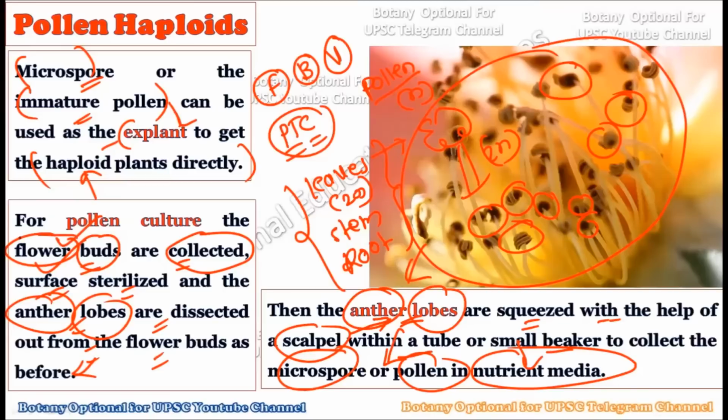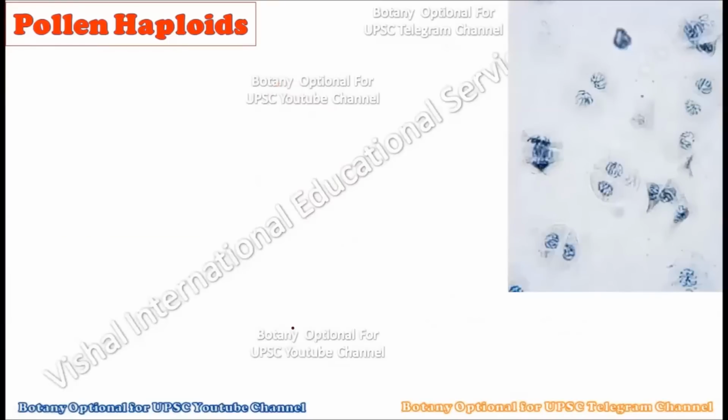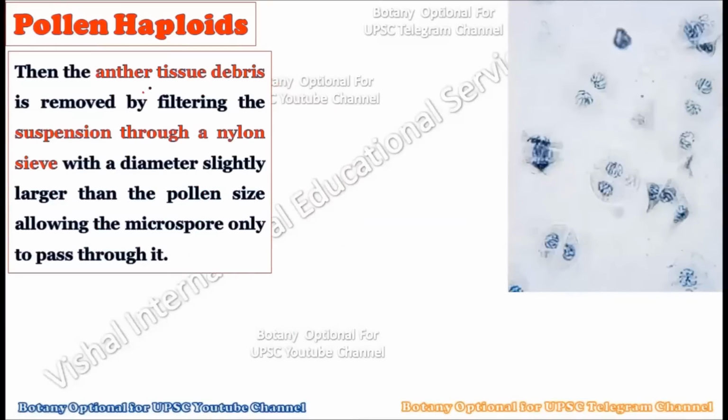So what we have done, we have collected the flower bud, we have sterilized it, then we have cut open the anther lobes, and after cutting open the anther lobes, we have collected the immature microspores or the pollen grains, and these pollen grains collected in the small beaker were transferred to the nutrient medium. Okay. Now after that, the anther tissue debris were removed by filtering the suspension through a nylon sieve with a diameter slightly larger than the pollen size, allowing the microspores only to pass through it.